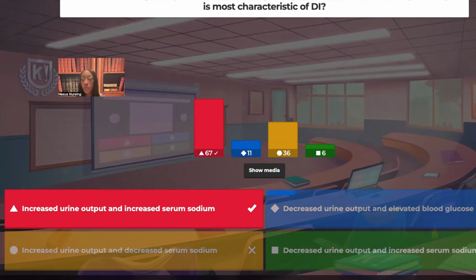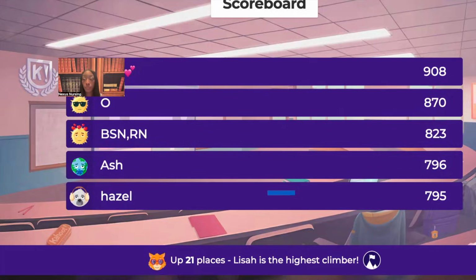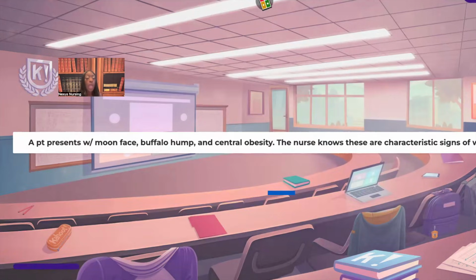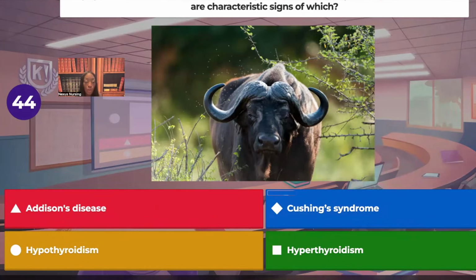Okay, let's keep going. Y'all better know this. All right. A patient presents with moon face, buffalo hump, central obesity. The nurse knows that these are characteristics of which disorder? Would it be Addison's disease? Would it be Cushing's disease? Would it be hypothyroidism? Would it be hyperthyroidism? This was an easy one. Everyone should get this.